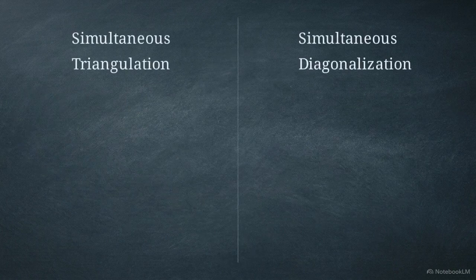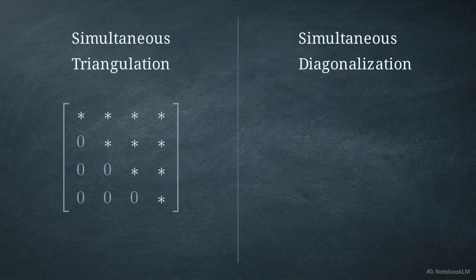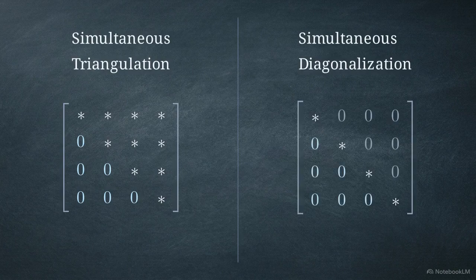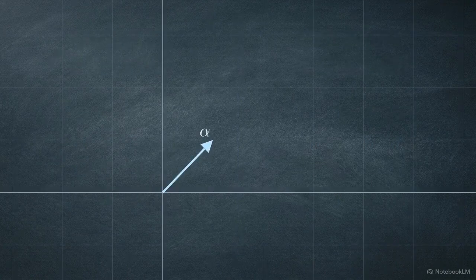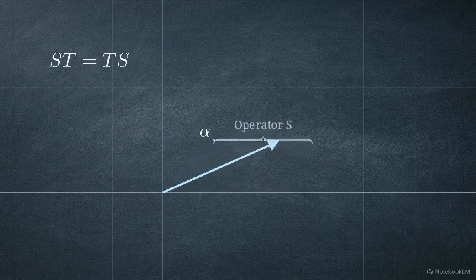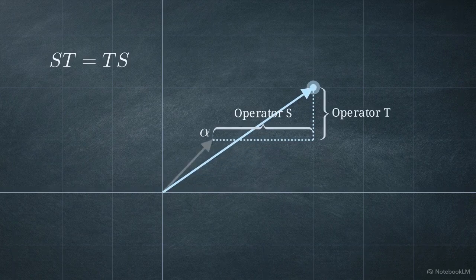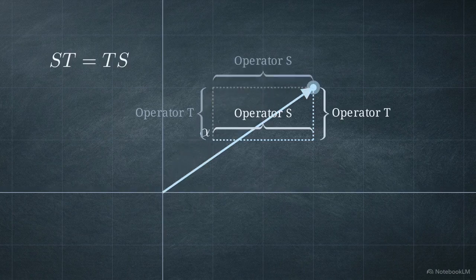This split screen illustrates our two structural goals. On the left is simultaneous triangulation, finding a basis where operators become upper triangular. On the right, simultaneous diagonalization reduces operators to diagonal form, with zeros everywhere else. For either of these to happen, the operators must commute. S times T must equal T times S. Geometrically, whether we apply S then T or T then S, the vector resolves to the same location.